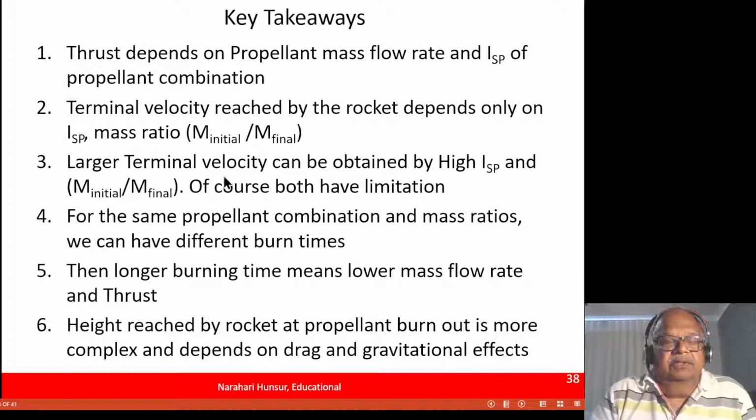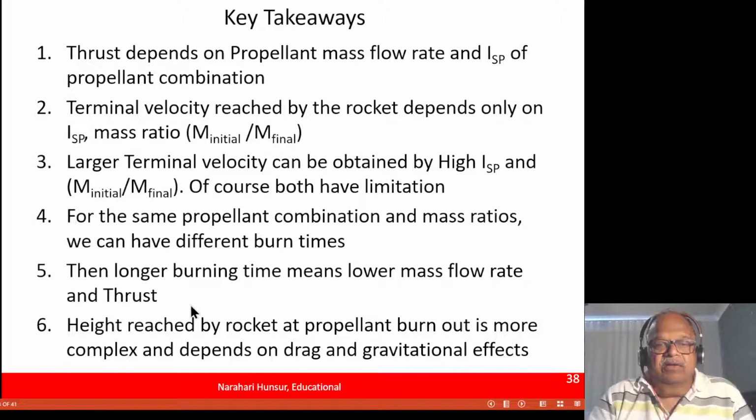So large terminal velocities can be obtained by high ISP and high initial and final mass ratio. Of course, both have limitations. There's not much you can do beyond a certain point. But with the same propellant combination and mass ratios, we can have different burn times. That is possible. Then longer burn time means lower mass flow rate and thrust.